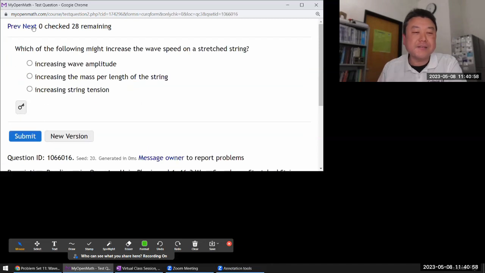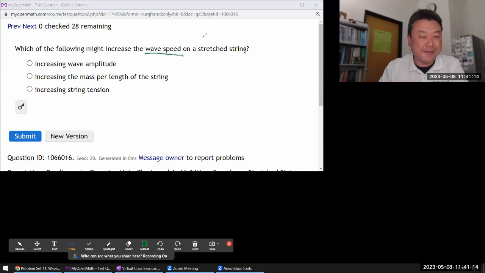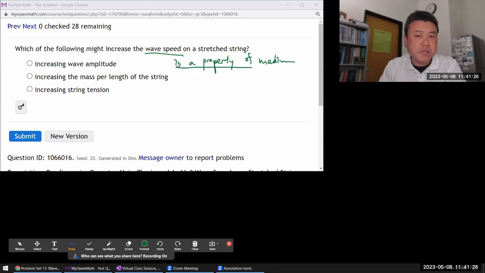Okay, next question. Which of the following might increase the wave speed on a stretched string? If you remember my lecture on waves, wave speed and traveling waves, this is the thing that I make my students recite. Wave speed is a property of the medium. So in order to change the wave speed, you have to change the medium somehow. So increasing wave amplitude cannot possibly be the right answer, because we are not changing the wave medium.